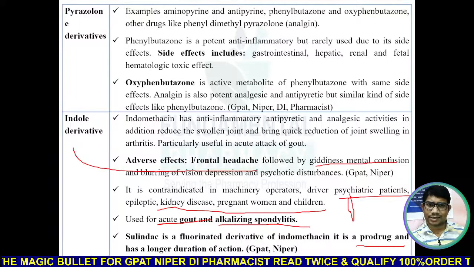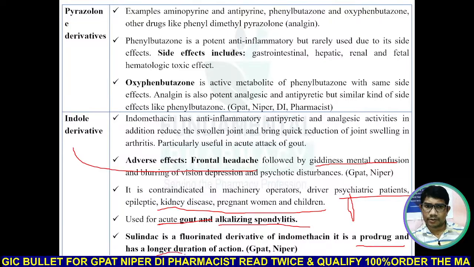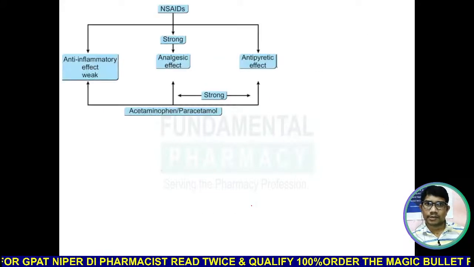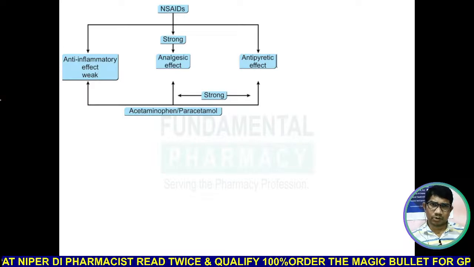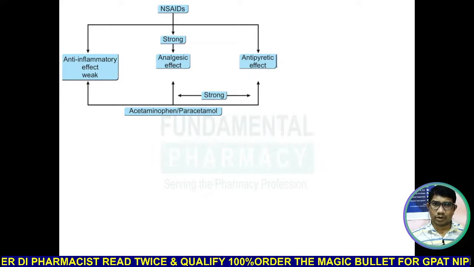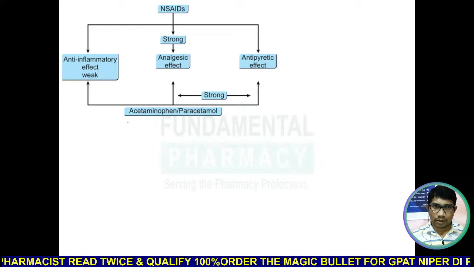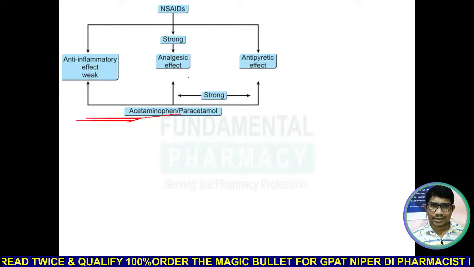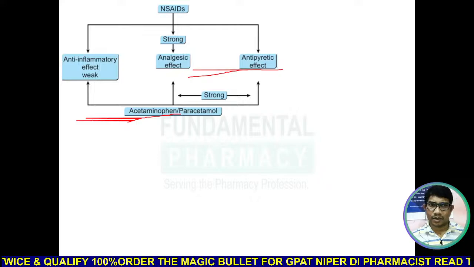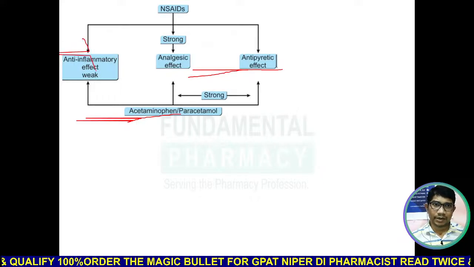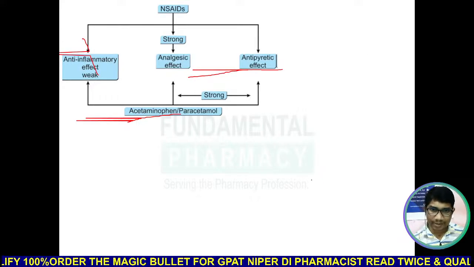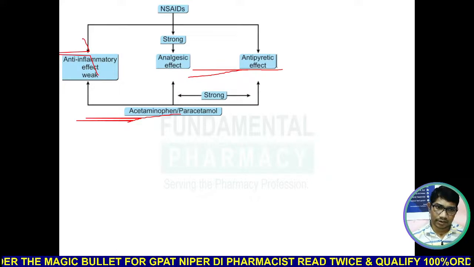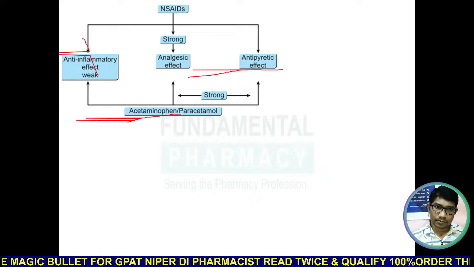We have already seen this yesterday. I have repeated. Next drug is nothing but the paracetamol. So remember paracetamol. If you take paracetamol, also known as acetaminophen, it has a strong analgesic as well as antipyretic effect, but it has a weak anti-inflammatory effect. Paracetamol is a weak anti-inflammatory, strong analgesic, strong antipyretic, right?